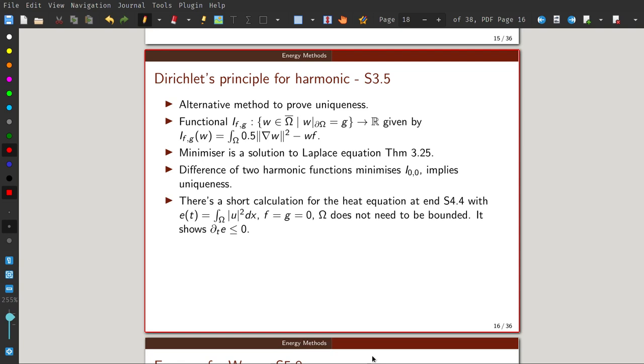But of course, as in the previous section, we mostly use the maximum principle, which is a bit stronger, to prove uniqueness for the Laplace and heat equations. But nonetheless, in more general settings, the energy methods apply in more situations than maximum principles. And so they can be quite useful in general. They can also be used to prove existence. I'll make a comment on this shortly. But let's just look at what this is.